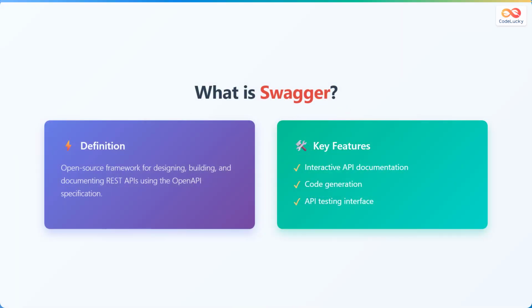What exactly is Swagger? Swagger is an open-source framework designed for designing, building, and documenting REST APIs. It utilizes the OpenAPI Specification. Some of its key features are interactive API documentation, code generation, and an API testing interface.